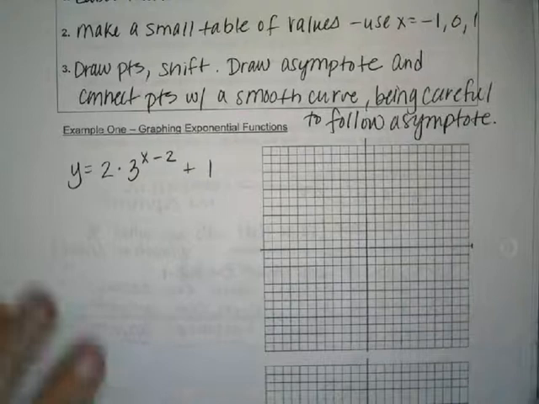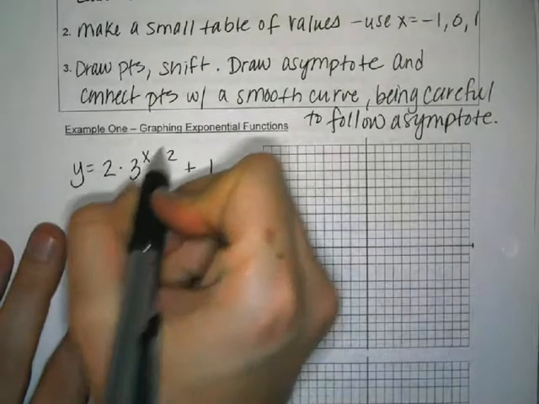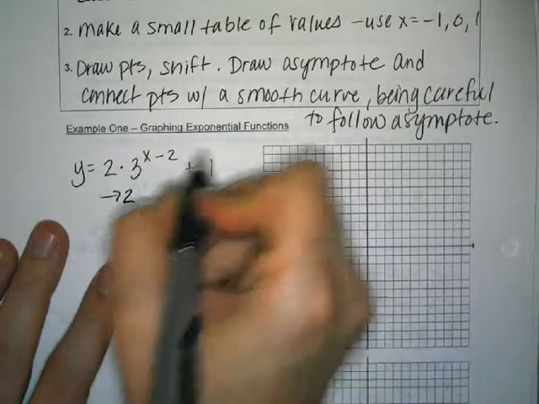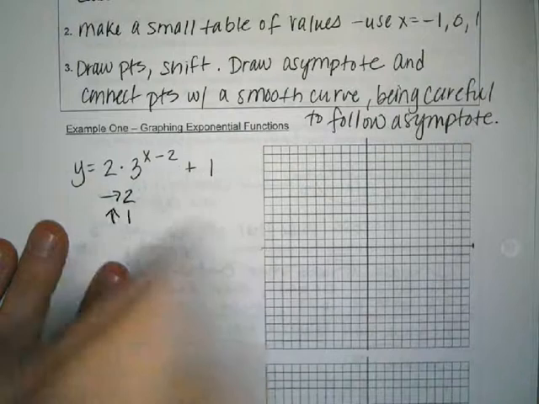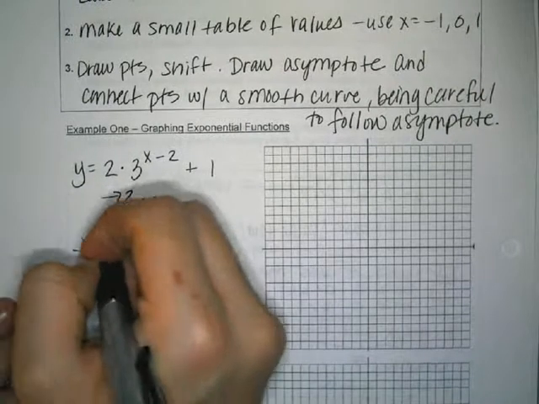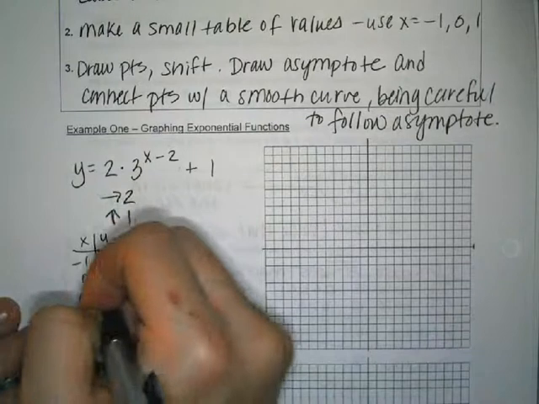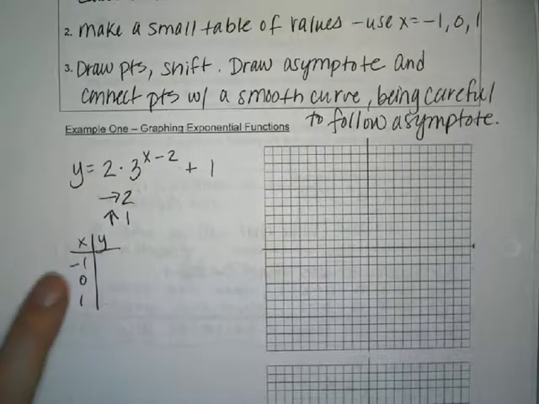Alright, let's go ahead and label the transformation. This 2 is going to make my graph move to the right 2. This 1 is going to make my graph move up 1. And then in my small table of values, I'm going to use -1, 0, and 1. Now this is part of the reason we reviewed properties of exponents yesterday.